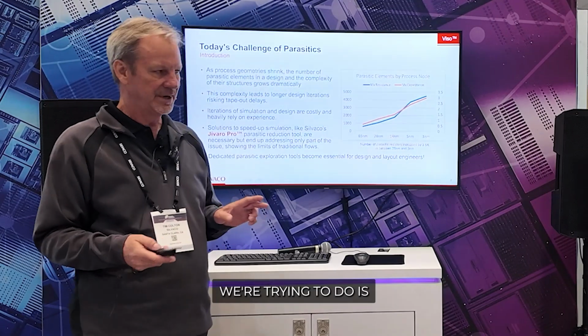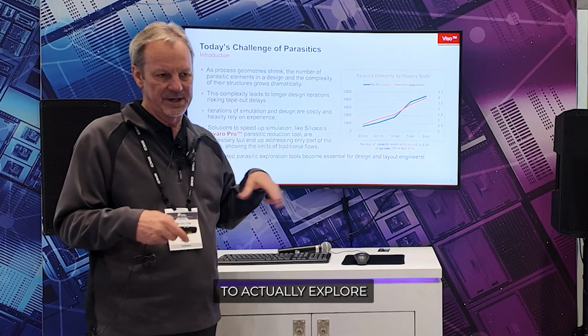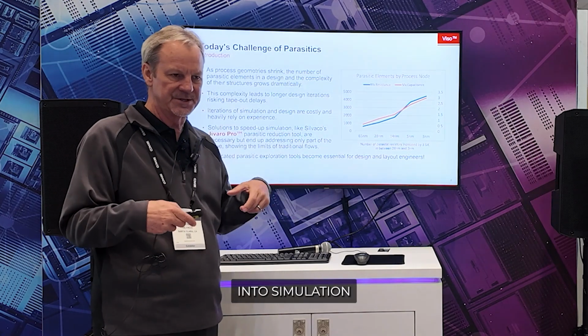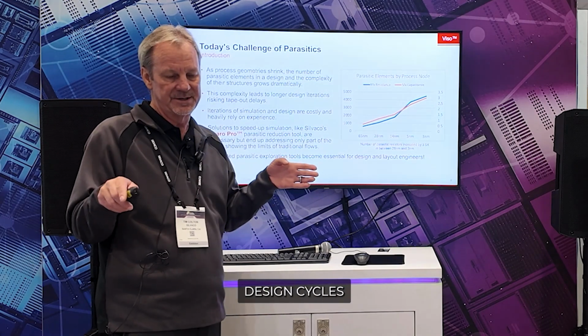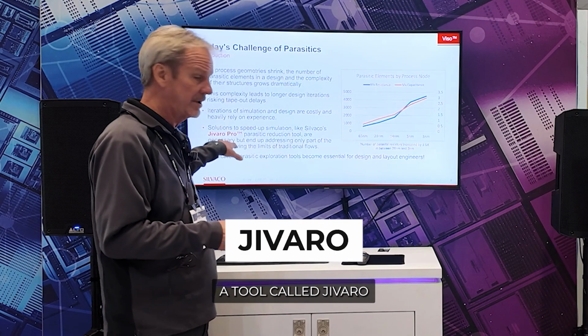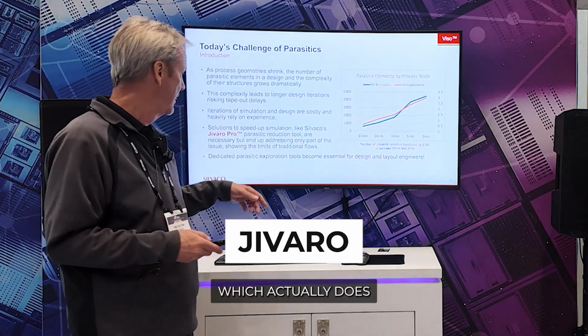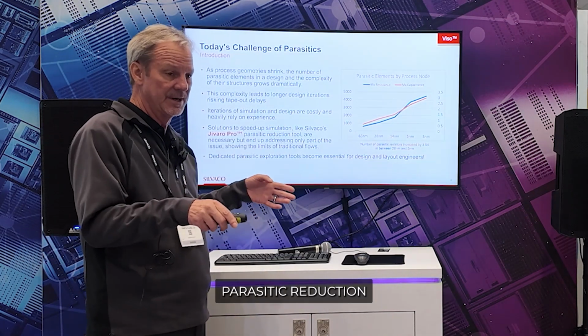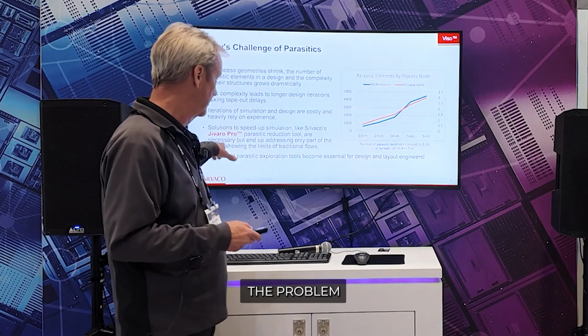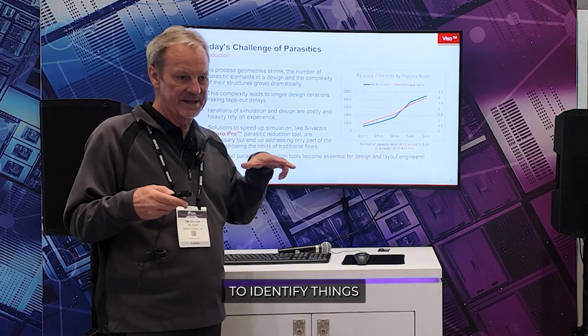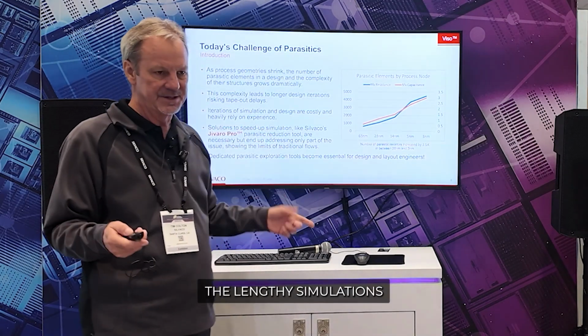And so what we're trying to do with this tool is to actually explore the parasitics before it goes into simulation, to shorten some of these design cycles. We actually have a tool called Javaro, which I'll be talking about in a little bit, which does parasitic reduction. But that's only half the problem. The other problem is being able to identify things before you get into the lengthy simulations.